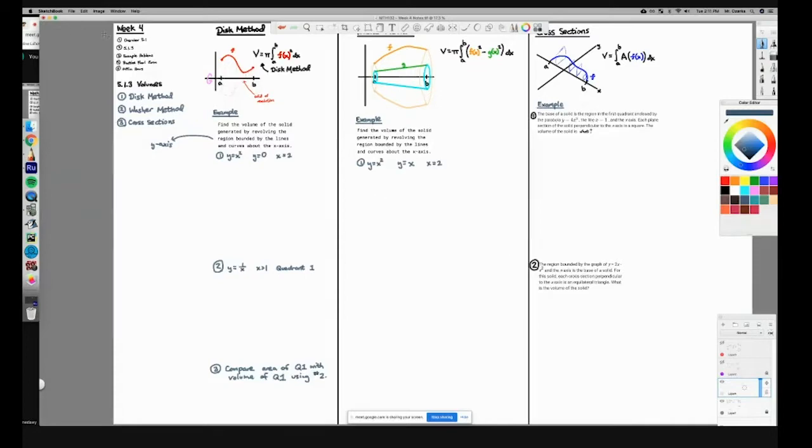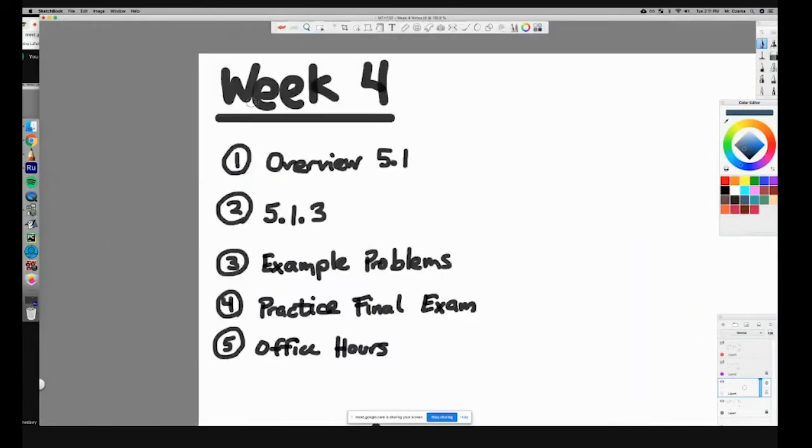All right, so here is a brief rundown of what we're going over. I already did the overview. I'm going to be going over practice problems with 513 right here. We'll do some example problems along the way. Then we'll do any practice final exam stuff that you want. And then the last part is just office hours if you have them.